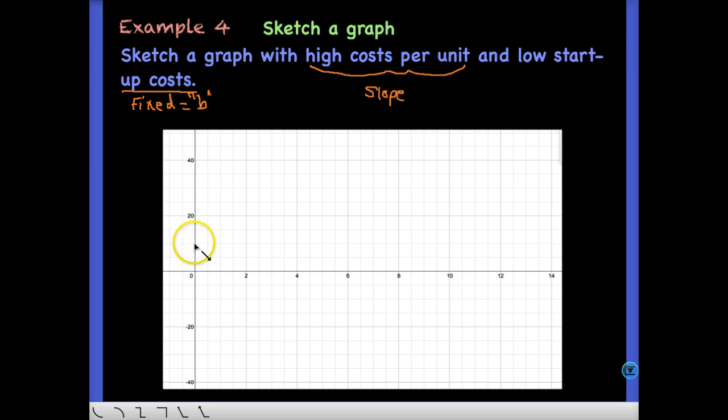Okay, so if we look at something that has low startup costs, that means that our initial b value is down here, somewhere low. But since our slope is fairly steep, because we have high cost per unit, our line would look more like that as compared to this or this. So this is a good sketch of something that has low startup costs and high cost per unit.